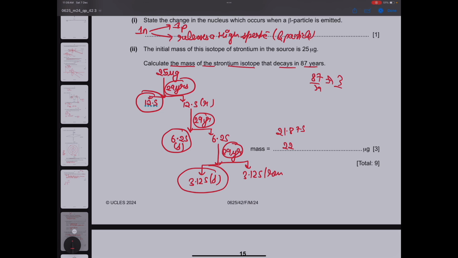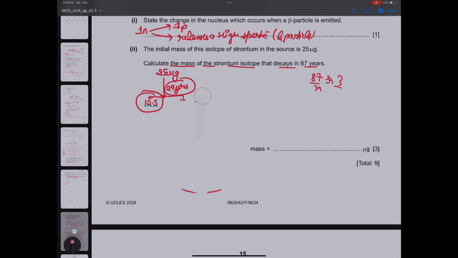If you want me to explain again, I will explain this again to you. But if you use this method, chances of errors will be very less because you clearly know how much is being decayed and how much is being remaining. So, how we did this?